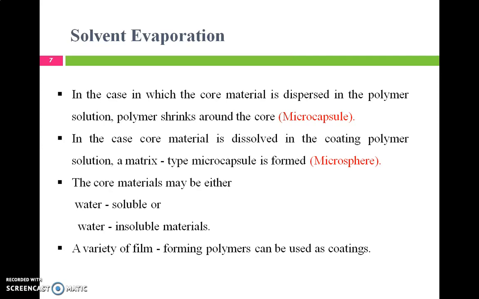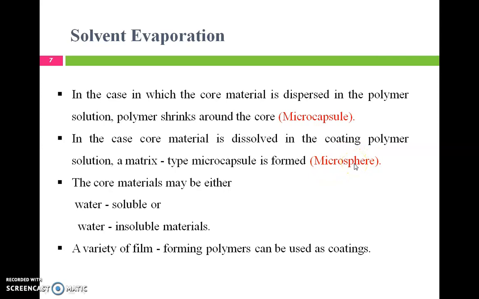In the case in which the core material is dispersed in polymer solution, polymer shrinks around the core and we get microcapsules. Means here we get a reservoir system. Core material is inside and polymer is coated around the core material. And when the core material is dissolved in coating polymer solution, then matrix type of microcapsule is formed, or it is also called a microsphere or matrix system.